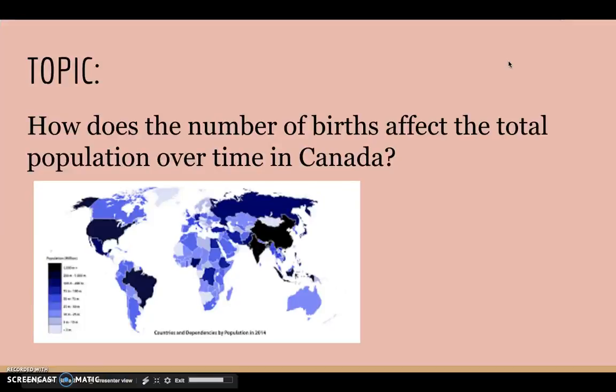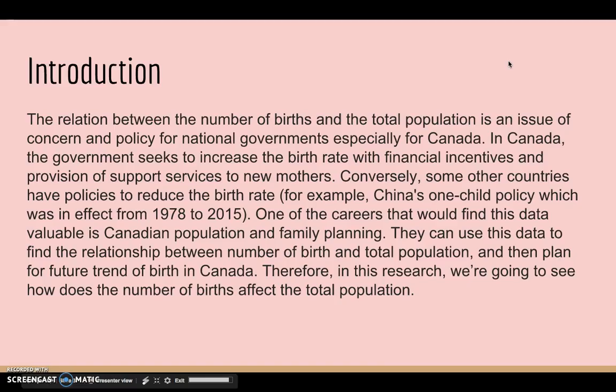This is our topic: how does the number of births affect the total population over time in Canada? The relation between the number of births and the total population is an issue of concern and policy for national governments, especially for Canada. In Canada, the government seeks to increase the birth rate with financial incentives and provision of support services to new mothers.